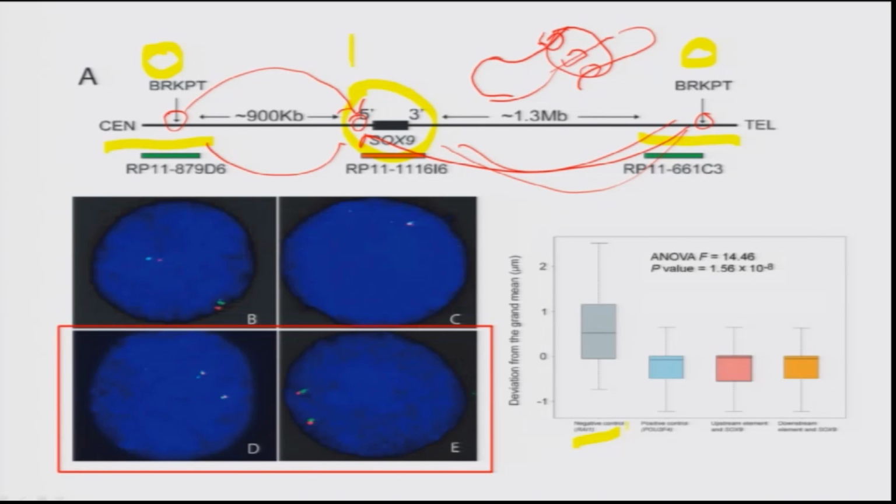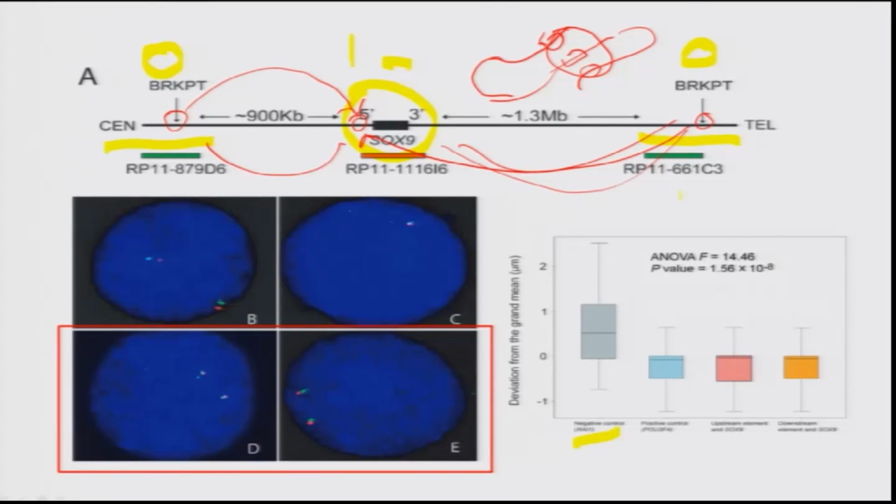They have taken a gene which does not seem to have any such control elements, and then they looked at the distance between the gene and probes that are falling about 1 megabase away from the gene, right. And that is what is shown here.